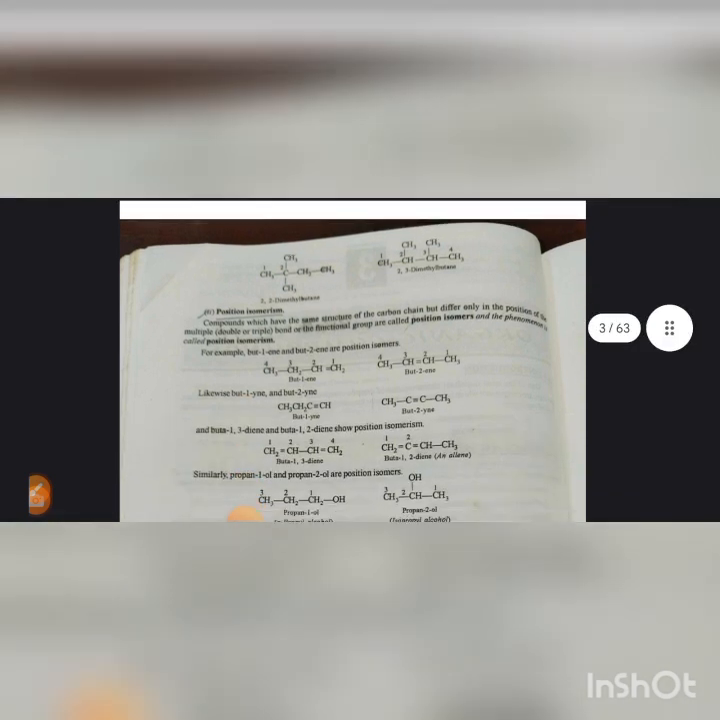Second is position isomerism. Compounds have the same structure of the carbon atom chain but differ only in the position of the multiple, that is double or triple bonds, or the functional group, are called position isomers, and the phenomenon is called position isomerism. For example, but-1-ene and but-2-ene are positional isomers. Similarly, propan-1-ol and propan-2-ol are also positional isomers.